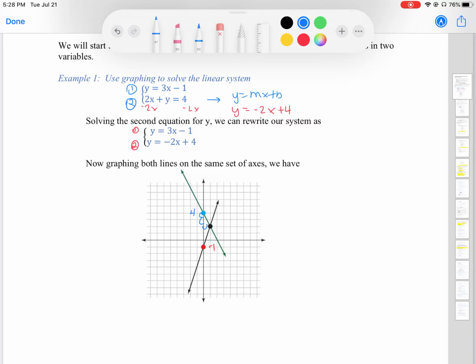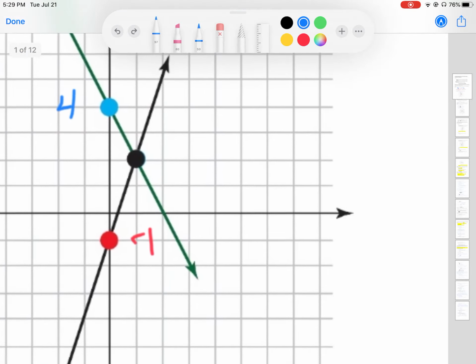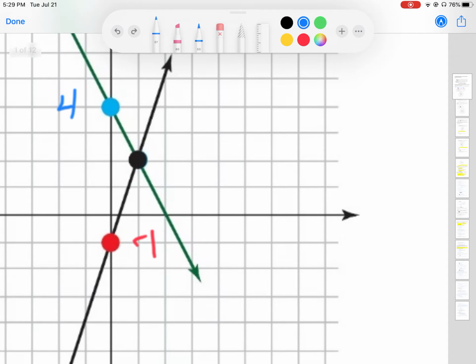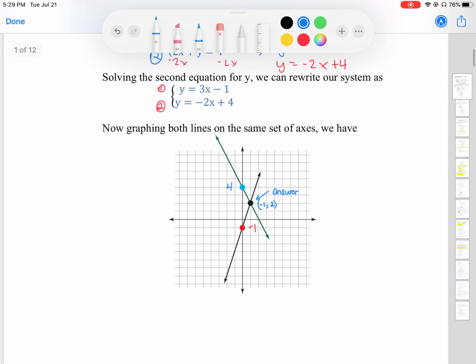We see that these lines meet at a special point. And we can see this point would be negative 1, comma, it's up 2 units, so negative 1, comma 2. Where they meet, that would be our answer. So we're looking for the point where they cross.